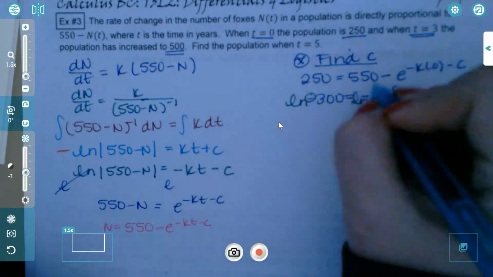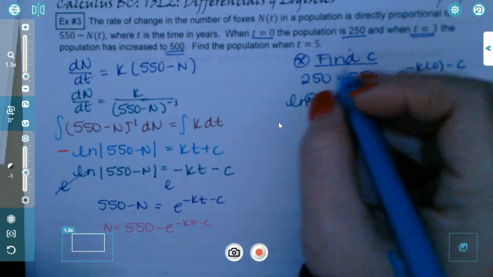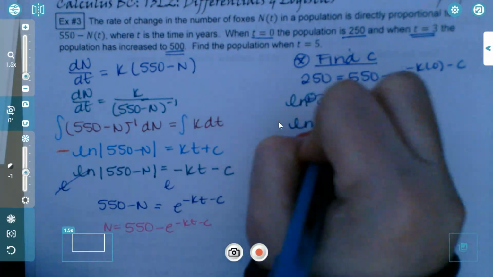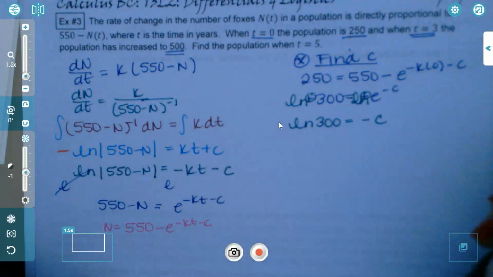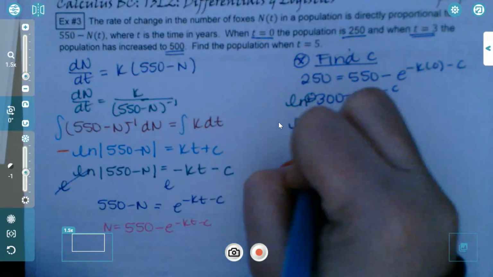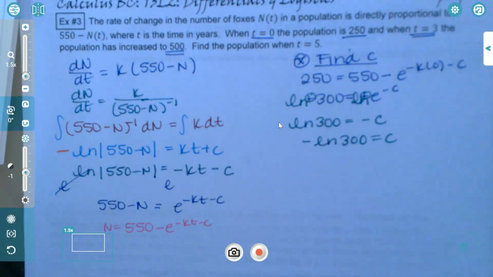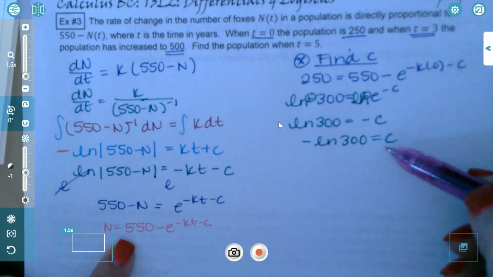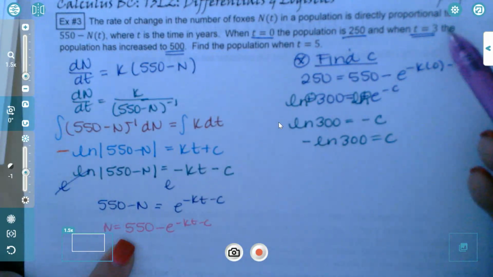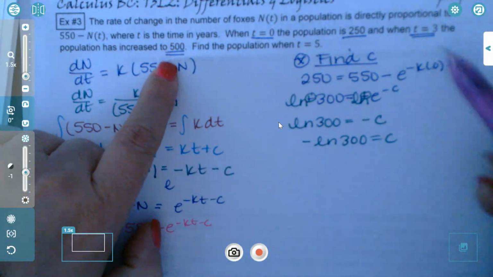And I am going to change those two negatives right there, cancel those out, basically turning those to positive, so I can take the ln of positive 300. It's going to equal the ln and e will cancel out, so I'm left with negative c. So now we know that negative ln of 300 is our c. Okay, so that's another important piece of information. So now we've got c, we've got our formula. We can use the second thing with a t and an n, and we're going to try to find k.